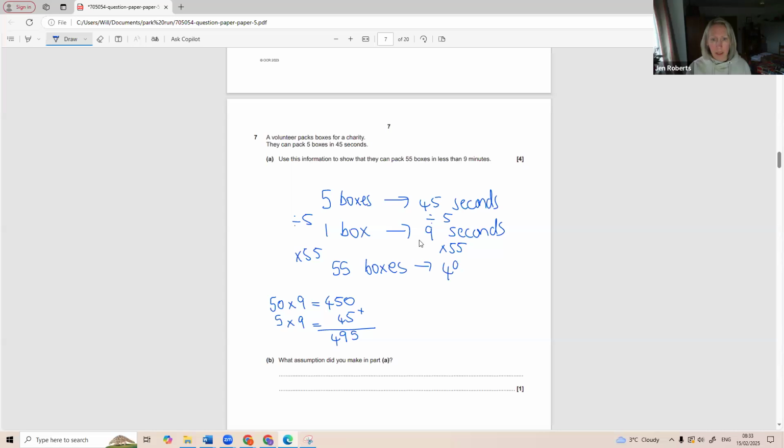495 seconds, not minutes. So 9 minutes. 60 seconds in a minute. 9 times 6 is 54, so it'll be 540 seconds. So we've shown here that this is less.